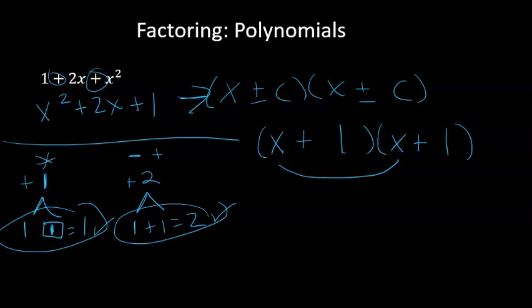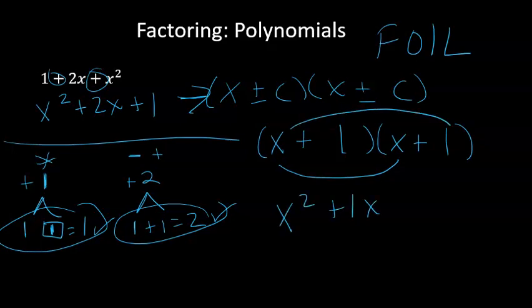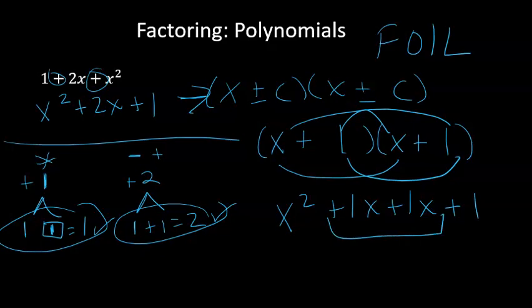Once you have the final answer, go ahead and do the FOIL thing: first, outer, inner, last. The outer is plus 1x, the inner is plus 1x, and the last is 1 times 1, which is actually 1. These are the like terms, so then it becomes plus 2x plus 1. It's exactly the same thing as the original problem we had, except they flipped it on us.